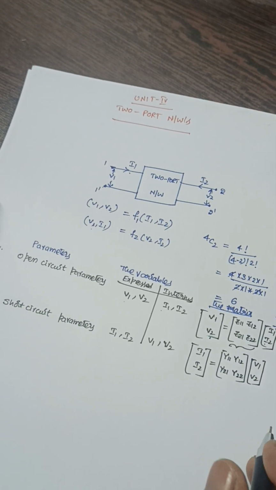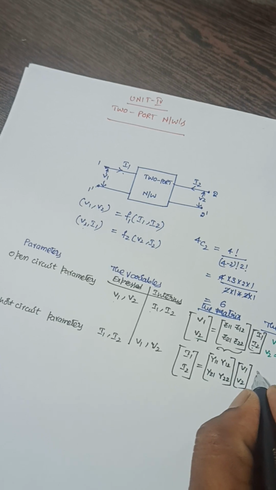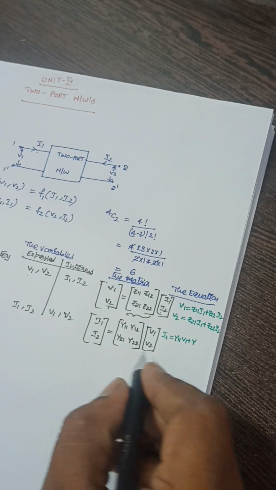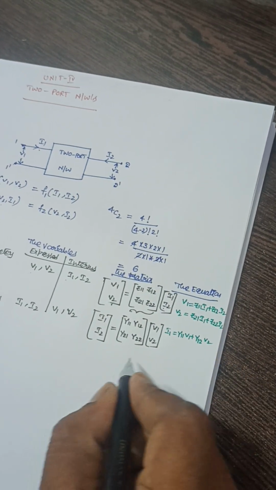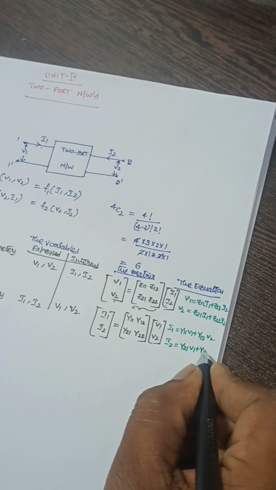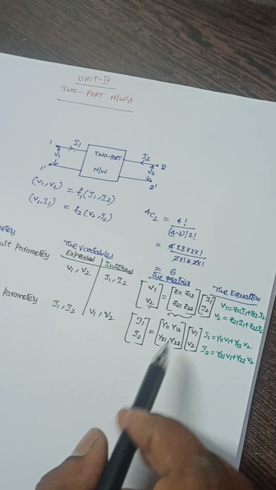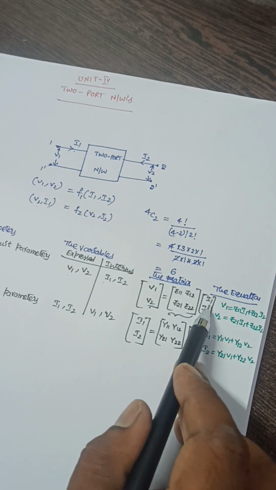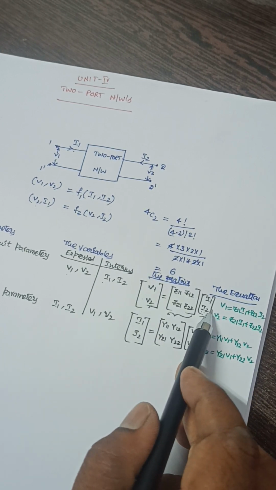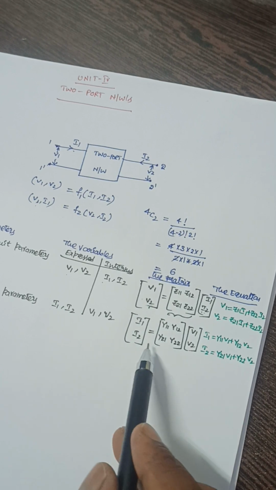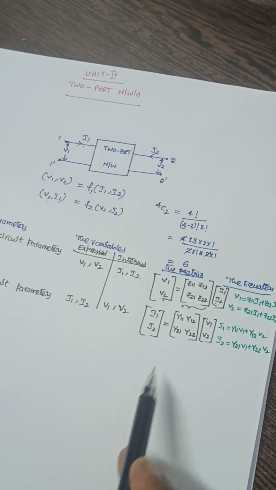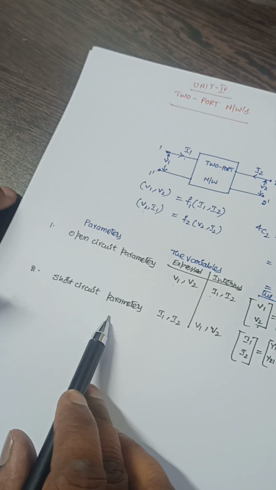In equation representation, I can represent these as I1 is equal to Y11 V1 plus Y12 V2, and I2 is equal to Y21 V1 plus Y22 V2. If I bring I1 and I2 to the left side of the equation and V1 and V2 to the right side, then these parameters can be obtained. I am just replacing these matrices here. So these are the admittance parameters, or short circuit parameters, or Y parameters.